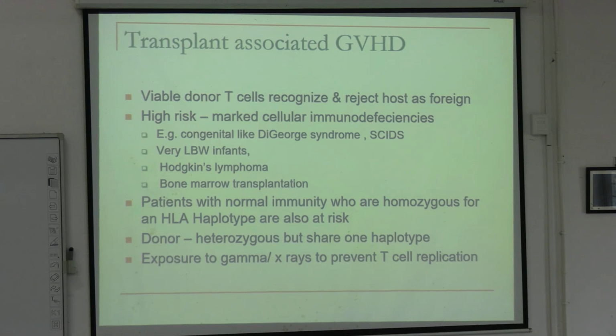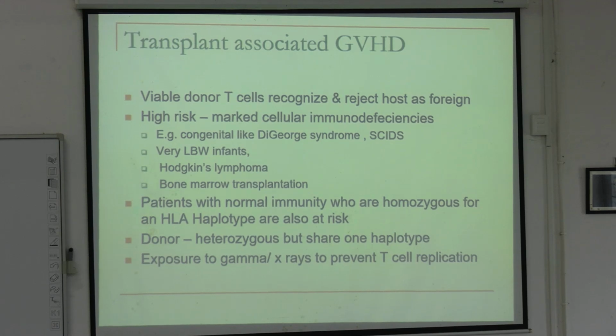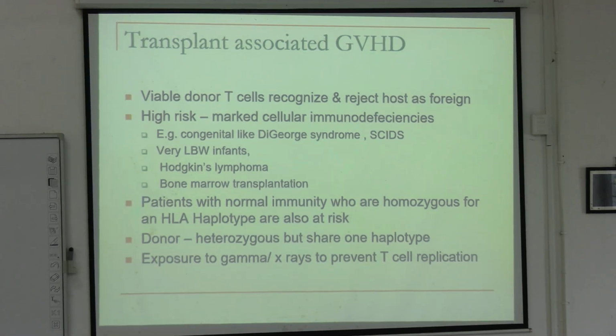So now what is transplant associated graft versus host disease? Just in short, you have to know that viable donor T cells are recognized and rejected by the host as foreign, okay? Suppose I am having a transplant, so when the graft is put in me, my body will identify it as foreign, so it will reject it, okay? So that is how we get graft versus host disease.